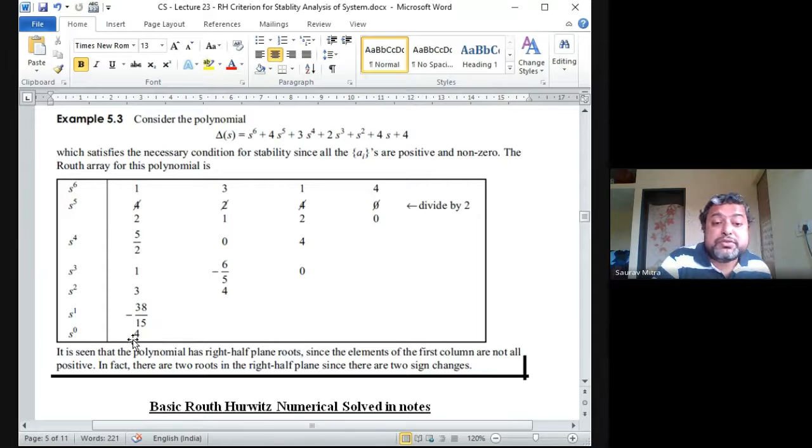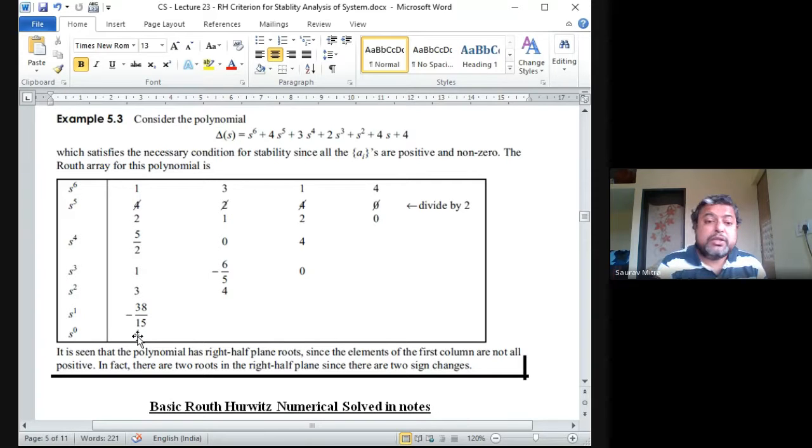Okay. How to find s^0? Students get confused. So how to find s^0? If you have found up to s^1, then this minus 38 by 15 multiplied by 4 minus 3 into 0, divided by minus 38 by 15. That is minus 38 by 15 into 4 divided by minus 38 by 15. So that gives us 4.